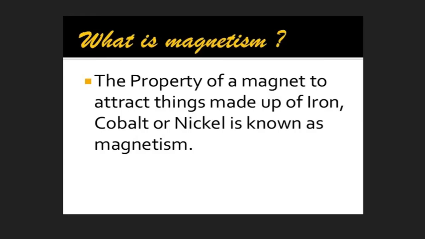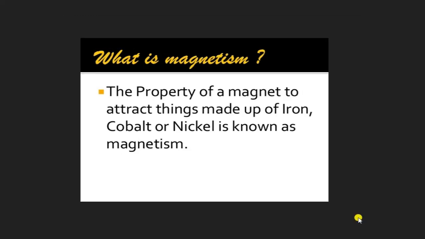Now what is magnetism? Magnetism is the property of a magnet to attract things made up of iron, cobalt or nickel. So this is the property of a magnet. What is that property? Of attracting things. What kind of things? Those made up of iron, cobalt or nickel. So the property of attracting metals is called magnetism.